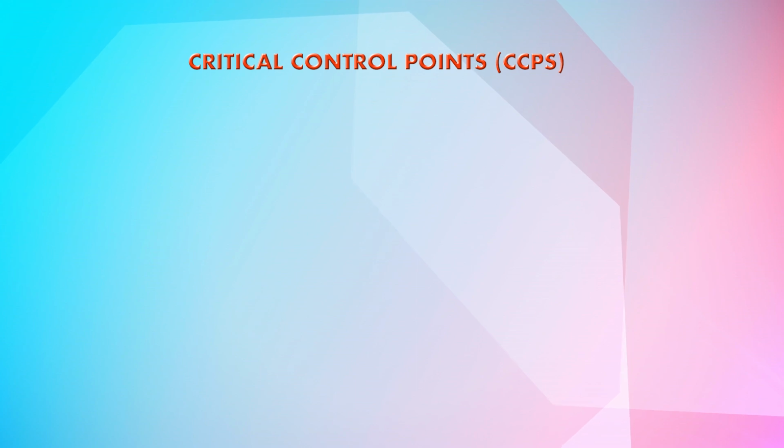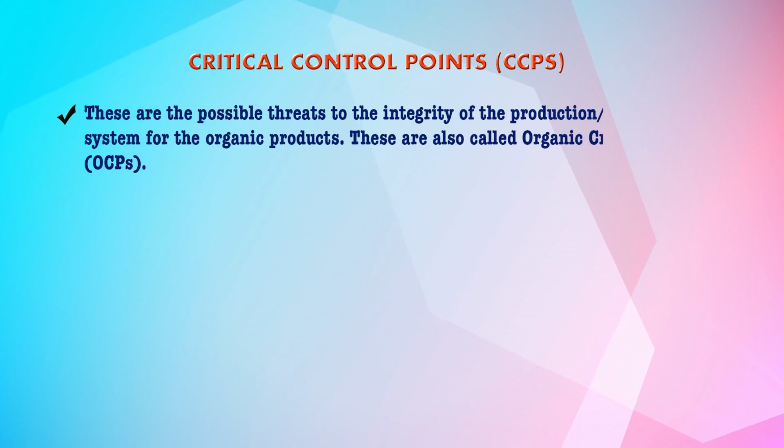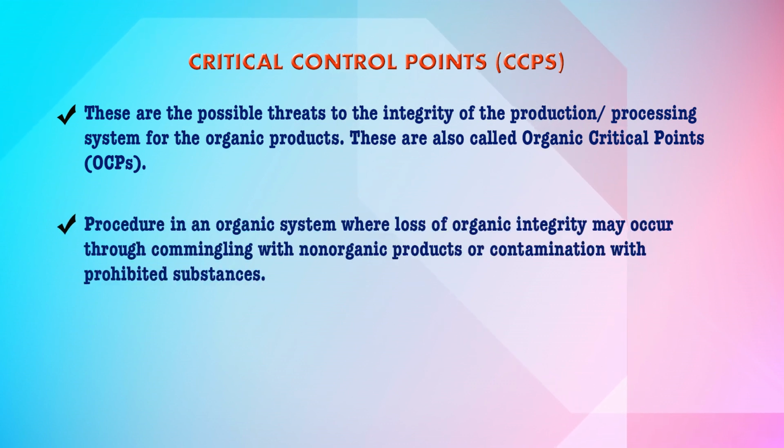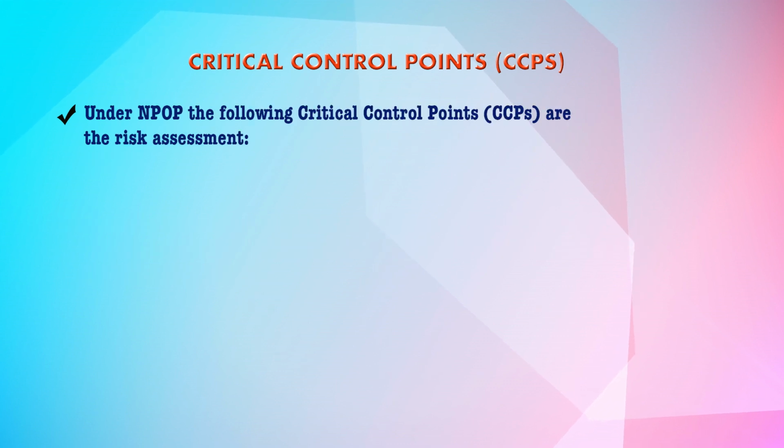Critical control points or CCPs. These are the possible threats to the integrity of the production and processing system for organic products. They are also called organic critical points or OCPs. It is a procedure in an organic system where the loss of organic integrity may occur through co-mingling with non-organic product and also contamination with prohibited substances. So this can occur. Under the NPOP, the following critical control points are listed for the risk assessment.